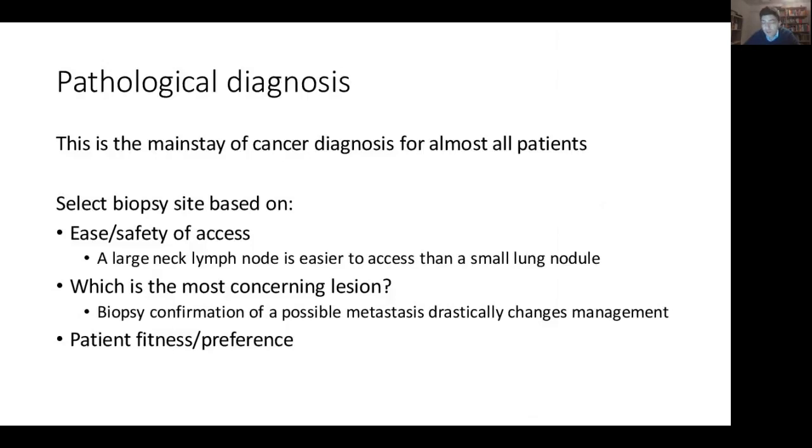Which is the most concerning lesion is a slightly different thing. So, for example, if you've got a patient with suspected bowel cancer, but also a suspicious lump in the liver, well, clearly in that case, yes, you could get tissue from the colon via a colonoscopy. But if this is a liver metastasis, that completely changes your treatment intent from curative to palliative, probably, and changes how you're going to treat the patient. So in that case, you may well want to go after the liver lesion first.